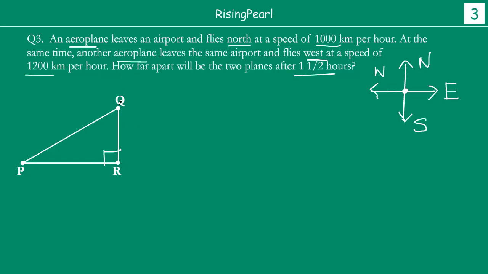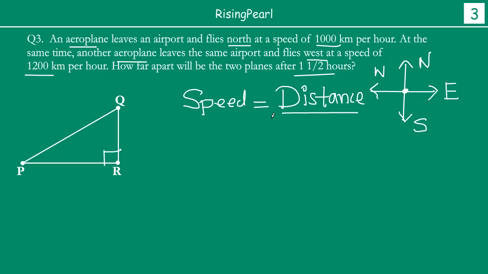Now what is RQ? RQ directly is not given to us, but RQ is the distance traveled by the first plane. So we know that speed is equal to distance traveled by the time taken to travel that distance. So speed is distance by time, right? So to find the distance, let's just write it in short by D. It will be nothing but speed multiplied by time.